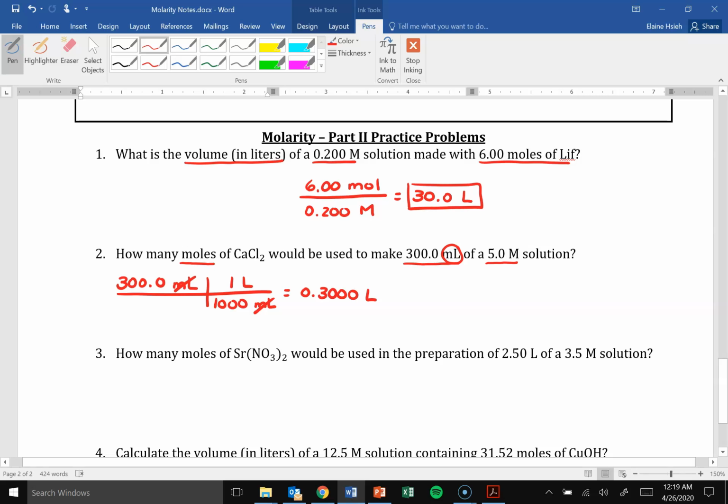So the molarity is 5.0 molar, and we're going to times the liters of solution, 0.3000 liters. All right, put that into the calculator, and we get 1.5, and that's perfect because we want 2 sig figs. And the unit here is going to be moles. And that's our final answer for this one.